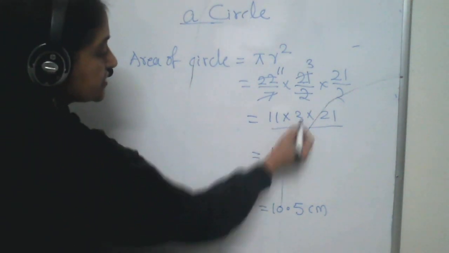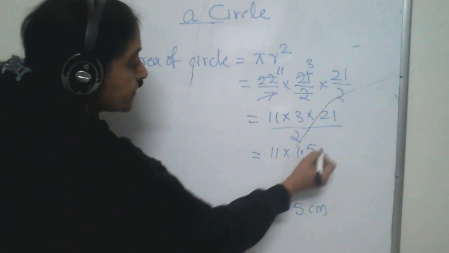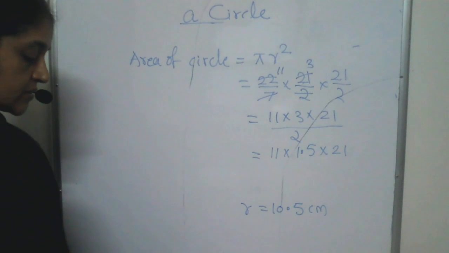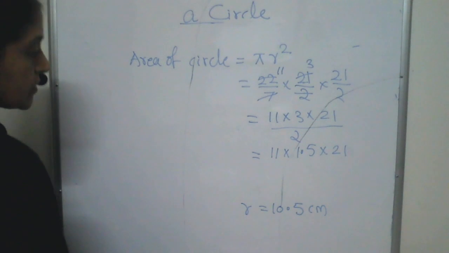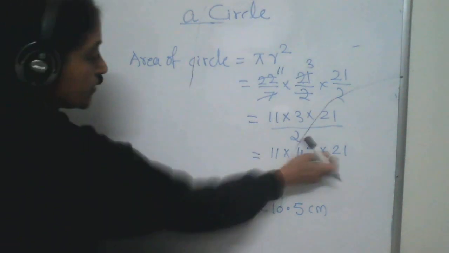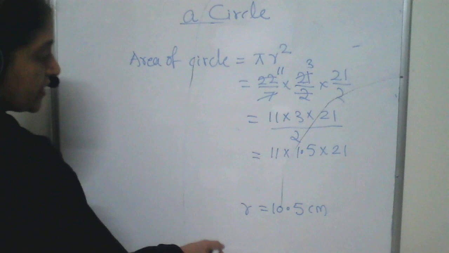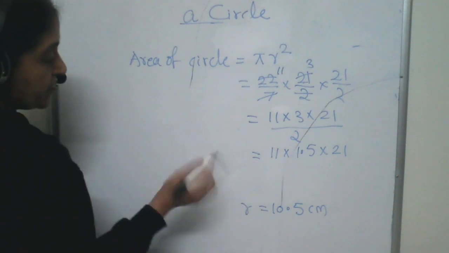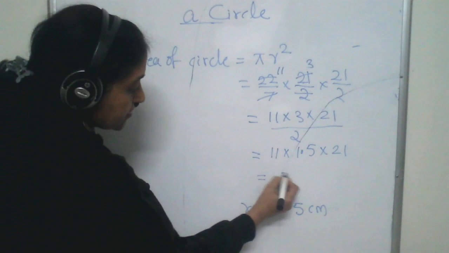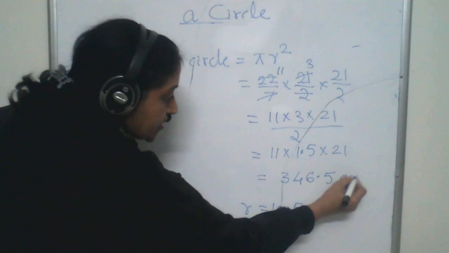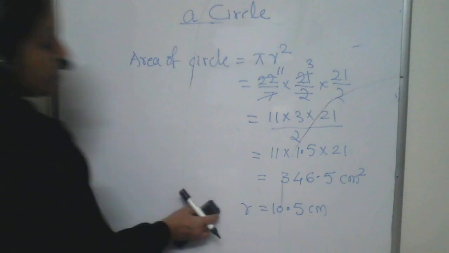Again I am going to divide this because it's the easiest. 1.5 it will be into 21. 21 into 11 is how much? 21 into 11 into 1.5. These two will be 231, because many a time this multiplication comes as the same number. When we multiply it by 1.5, you can do it with 15 and then make it a point. So it will be 346.5 centimeter square. So this will be your answer.